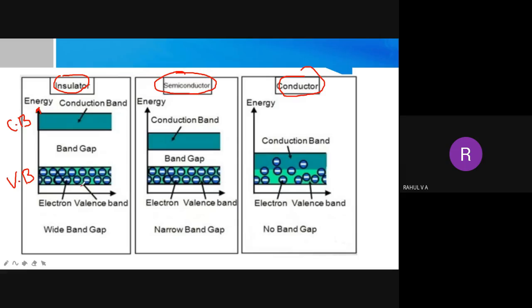So if you see here, this is valence band, that is the outermost shell where there will be a lot of electrons. And then this is the conduction band. If you see now, there are no free electrons, there are no electrons in that. And the band gap is the energy gap between this valence band and conduction band. Okay, we wrote valence band here, and conduction band here.